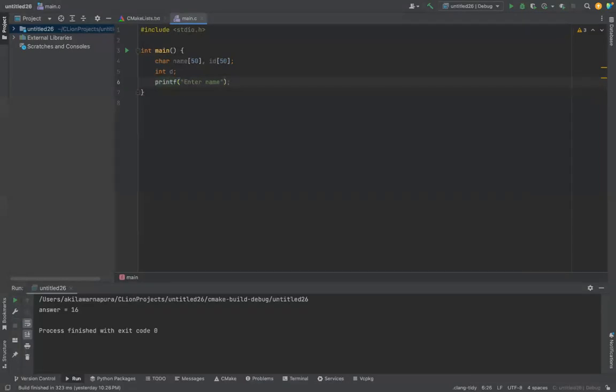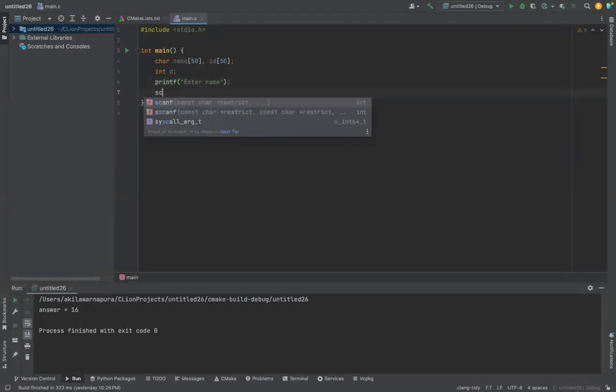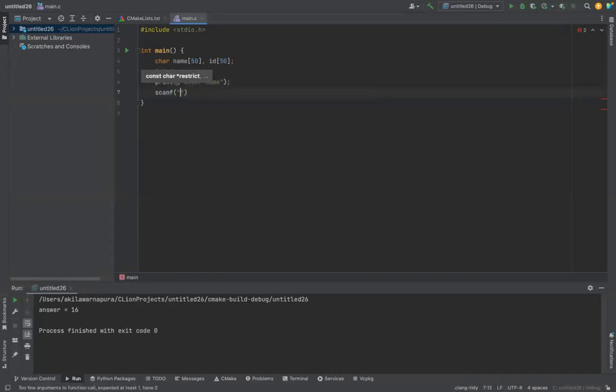Enter name. And next you can use the scanf function. You can use %s for the string values. After that, you need to put the variable name.